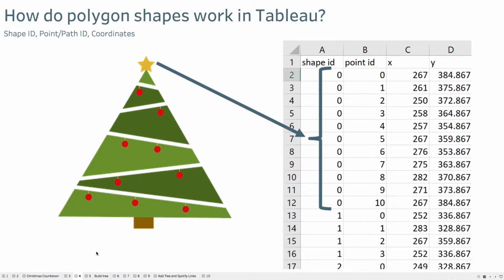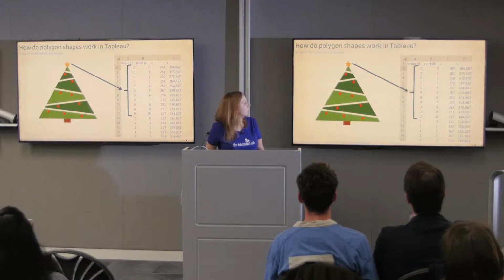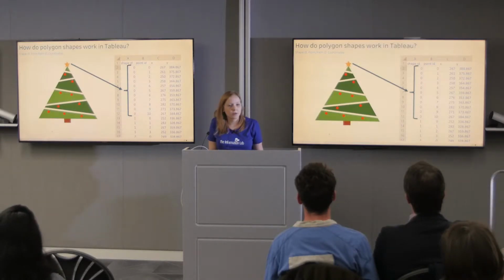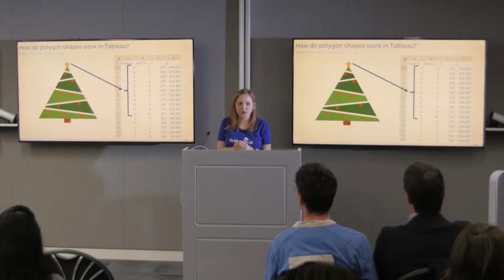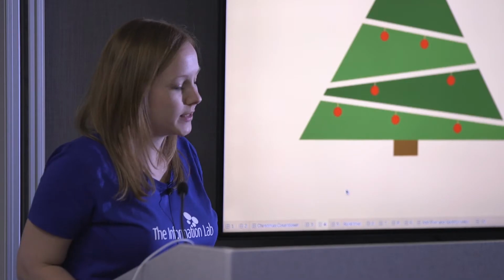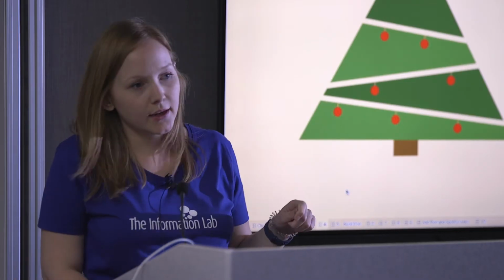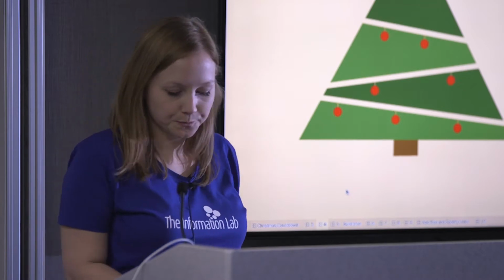And then the last thing is shape ID. So this tells Tableau when to stop drawing the line and move on to the next shape. So it splits up your view. So the example of data on the right is the star. So the shape ID for the star is 0. So that's how Tableau knows that that is one shape and contains it. The point ID is telling Tableau what order to draw the points in. So let's build it.